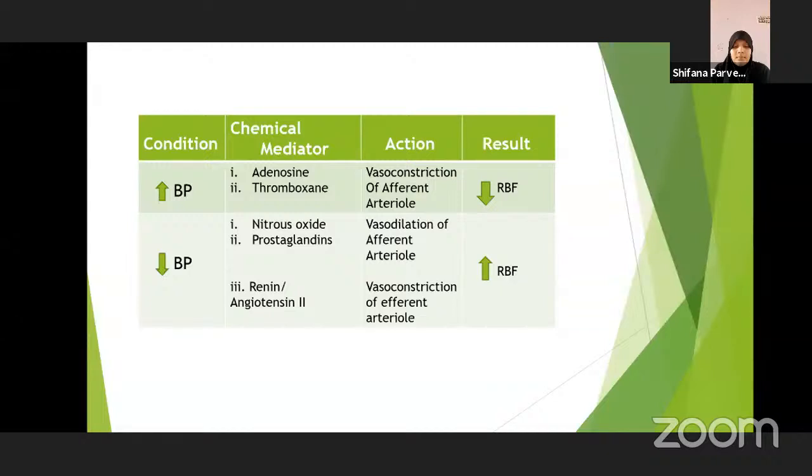The second mechanism is whenever the blood pressure decreases below normal level, the macula densa cells send a signal to the juxtaglomerular cells, which increase the secretion of renin. The renin helps in the formation of angiotensin 1, which is further converted to angiotensin 2. The angiotensin 2 causes vasoconstriction of efferent arterioles. It causes increase in glomerular capillary hydrostatic pressure. Then the renal blood flow increases to the normal level.